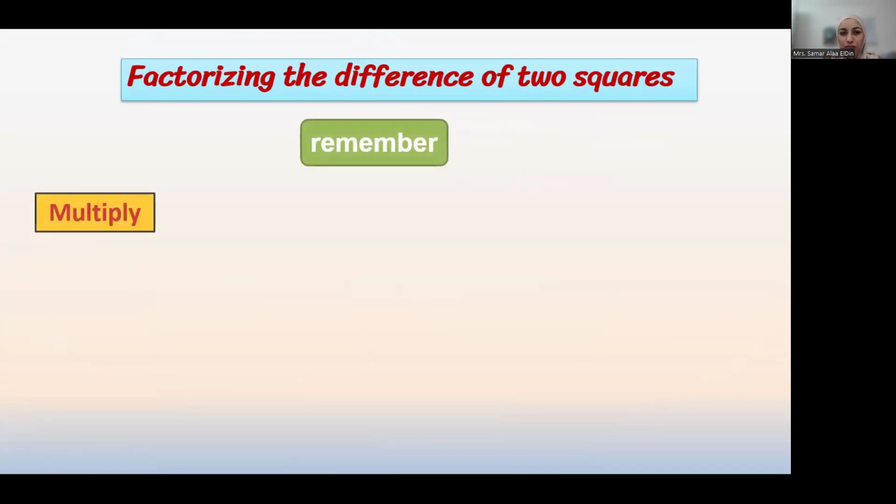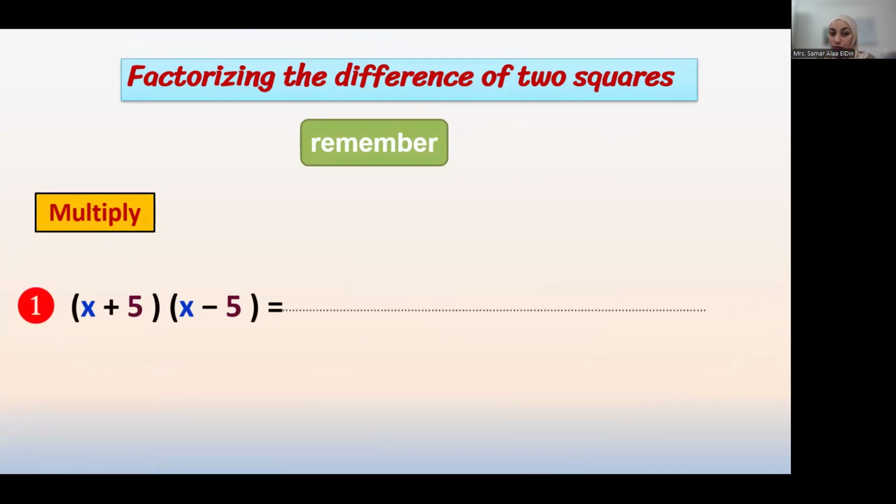Let's remember some problems we studied before, how to multiply two brackets. When we have two brackets, x plus 5 and x minus 5, how do we multiply them? First, we start with x times x, which is x to the power 2, and x times negative 5, which is negative 5x.